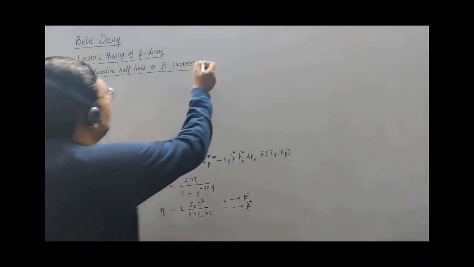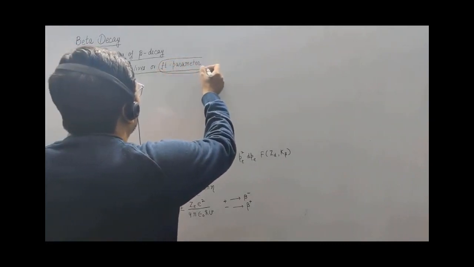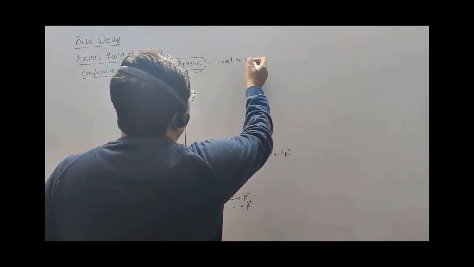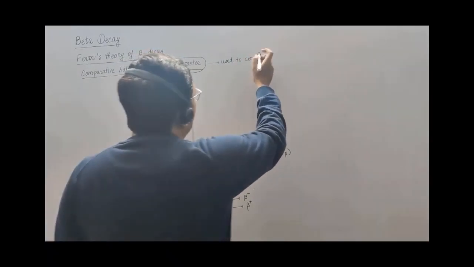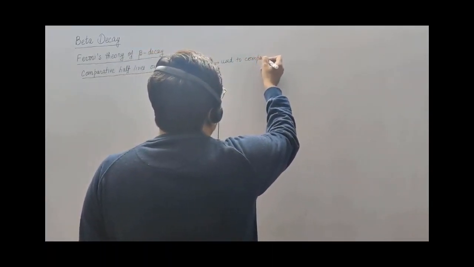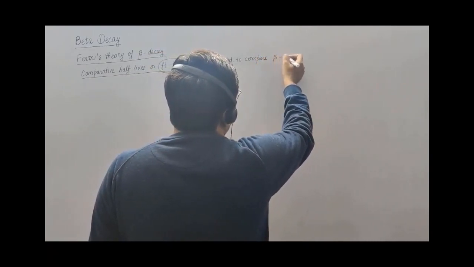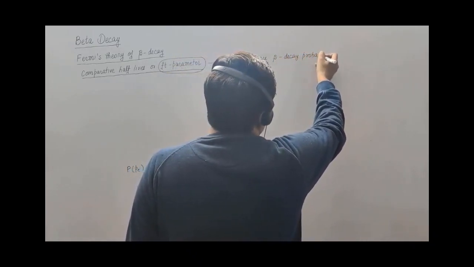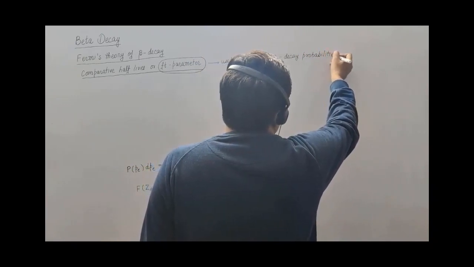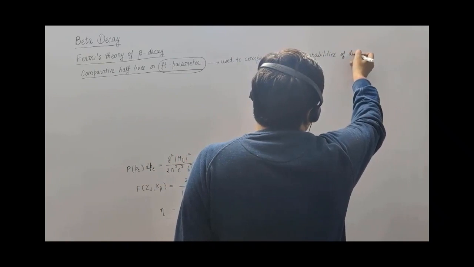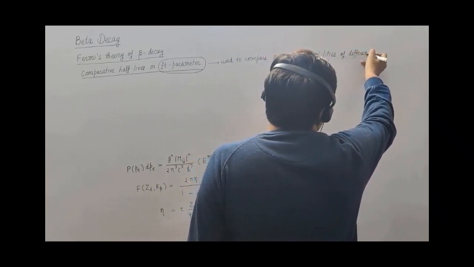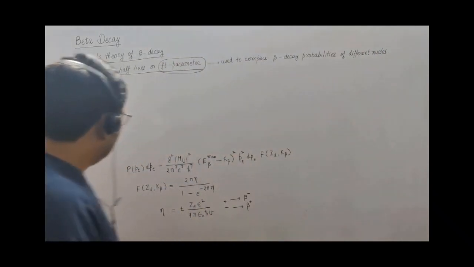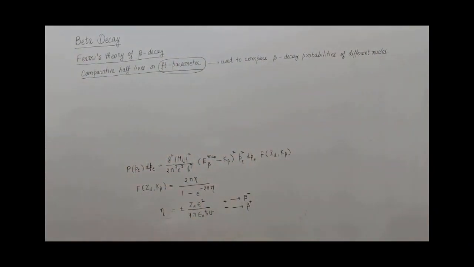These FT parameters are used to compare beta decay probabilities of different nuclei. So how will we calculate this FT parameter? We will again use this one.